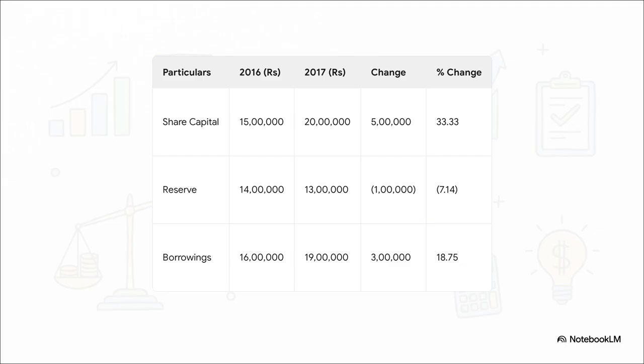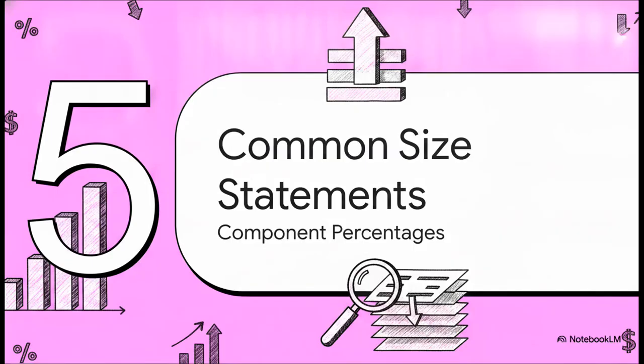It actually dropped from 14 lakhs down to 13 lakhs. So the absolute change is negative 1 lakh, which translates to a negative 7.14% drop. Just by doing this horizontal analysis, it becomes incredibly clear exactly where capital is flowing in and out of Amrit Limited over time.